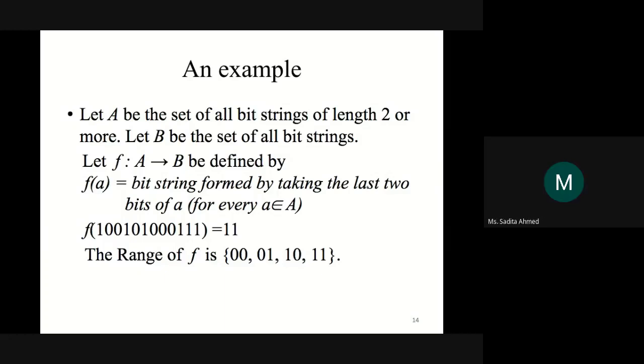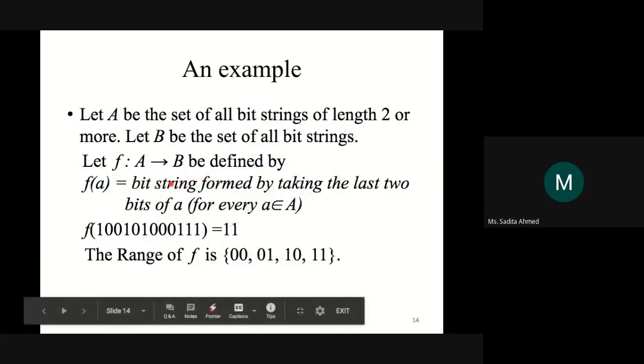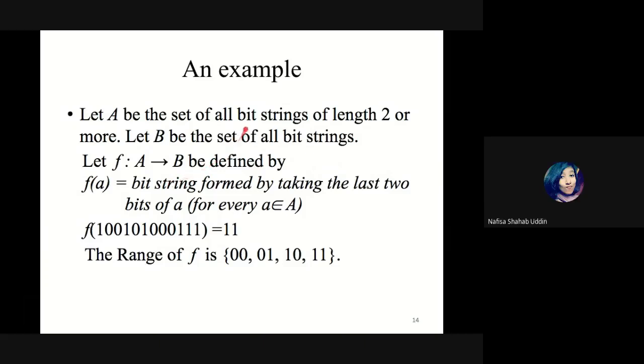Why would the range be different? Did the function change? All I'm changing is the domain. I'm saying that the domain, instead of bit strings of length 2 or more, the domain is going to be A. The domain is going to be also the set of all bit strings, just like B. A and B, both the domain and codomain, are going to be the set of all bit strings. Did the function change? The function didn't change. Right? The length could be less than 2.